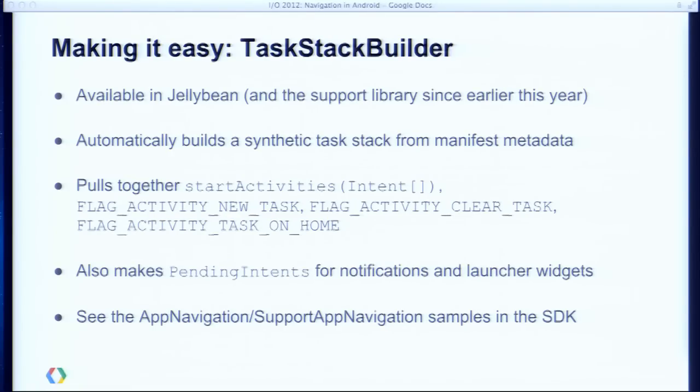So as much as systems programmers really enjoy packing arrays full of values and getting exact flag combinations right, we really wanted to provide a little bit of a nicer interface on top of that to help get the details right. So in both the Jelly Bean framework and in the support library, Task Stack Builder is that nicer interface. It can determine the full synthetic task stack that you'll need based on the structural hierarchy from the declared parent activities in your manifest, as well as generate some pending intents for notifications and launcher widgets when you need those. We've got some code examples in the SDK that you can take a look at for more details.